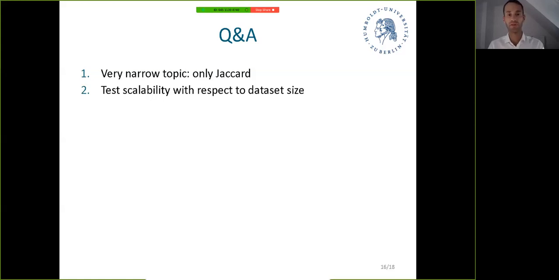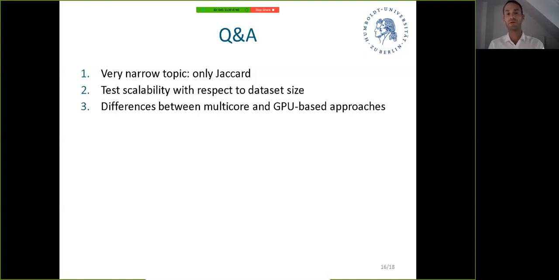Test the scalability with respect to dataset size. We did that. So we artificially increased all our datasets 5 and 10 times, and we also reported the results in the paper. However, this problem is quadratic. So of course, when the input dataset size becomes too large, parallelization does not help against the quadratic nature of that problem.